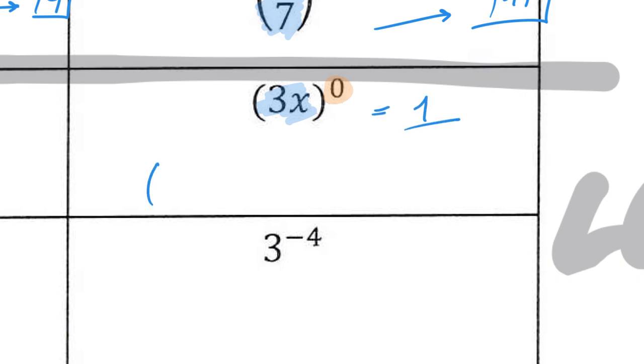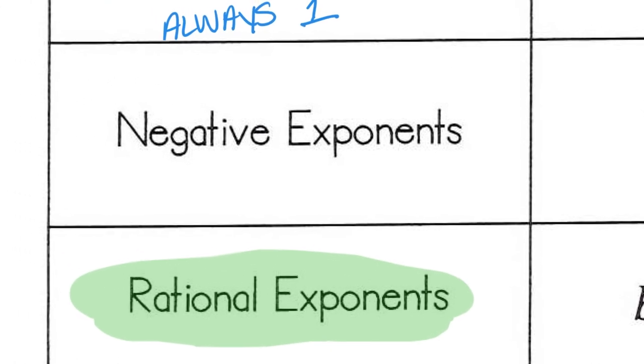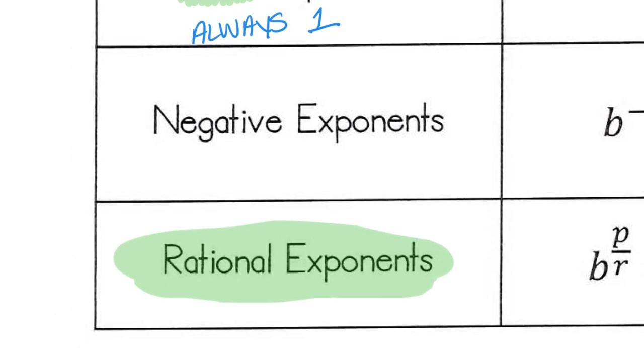And again, it can look nasty. It can look like 0.6371 x to the 1/3 y to the happy face z raised to the power of star. If that whole group is raised to the power of 0, the answer is 1. Always. The one that students mess up on a lot or kind of get scared about is a negative exponent. A negative exponent is all about location in a fraction.